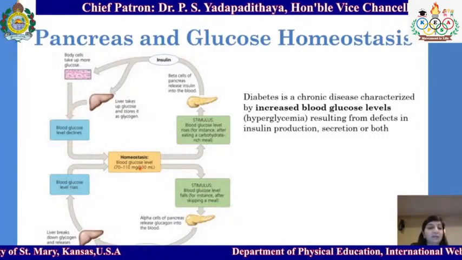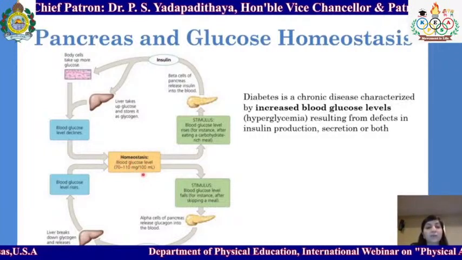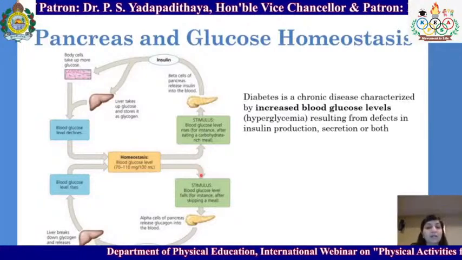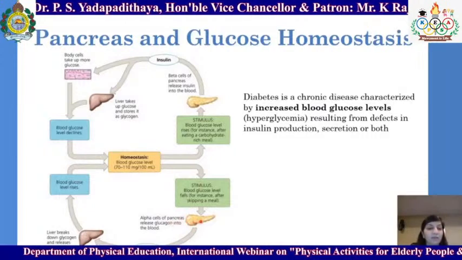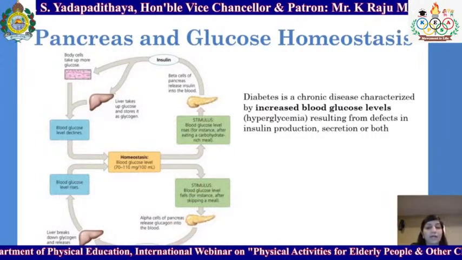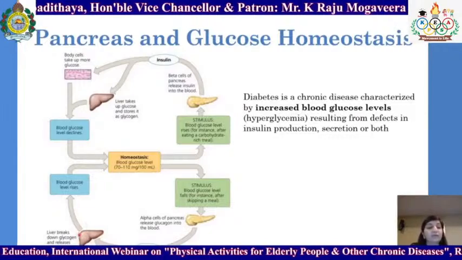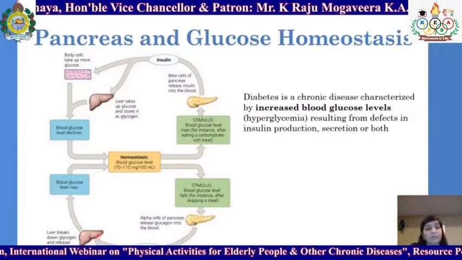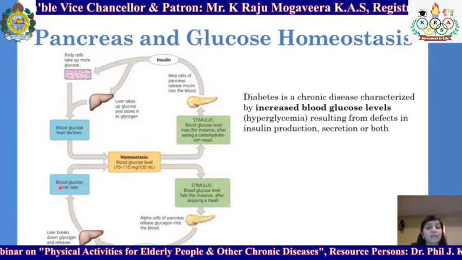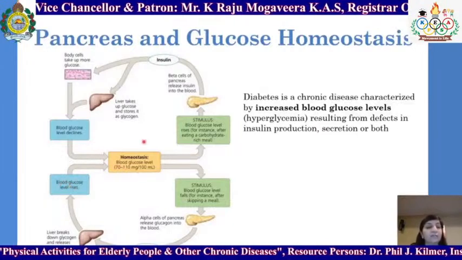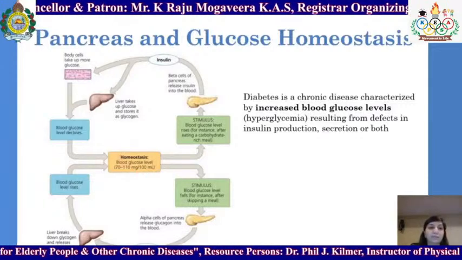Now, if there is a low blood glucose level, suppose you have not been able to eat well, the blood glucose levels will go down. This will cause another type of cell in the pancreas, the alpha cells, to release another hormone called glucagon. Glucagon will break down the glucose that was stored in the liver and release it into the blood. That will cause an increase in blood glucose levels, again trying to maintain the normal level of 70 to 100.